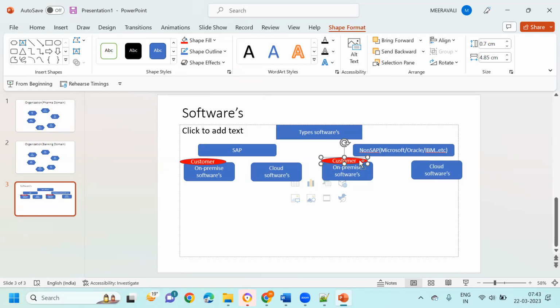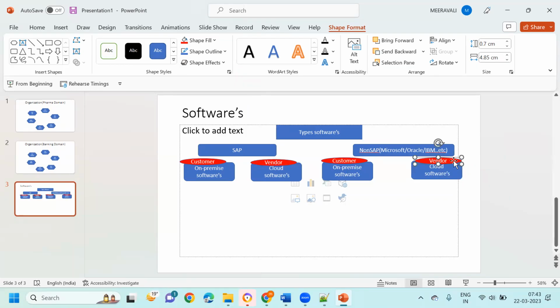Next one, in the same way, vendor cloud. These cloud applications will be managed by vendors, some X or Y vendors. Some cloud vendors, not by the customer. These cloud applications will be managed by some cloud vendors.